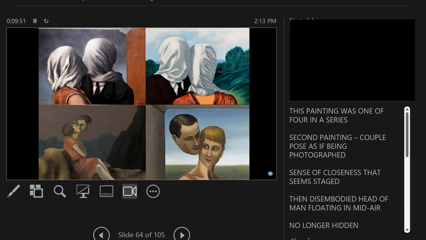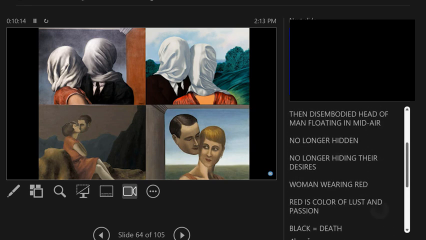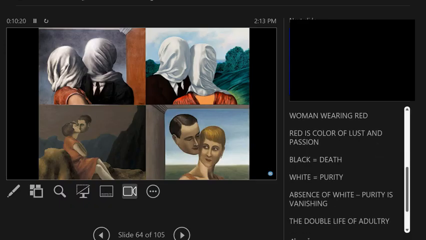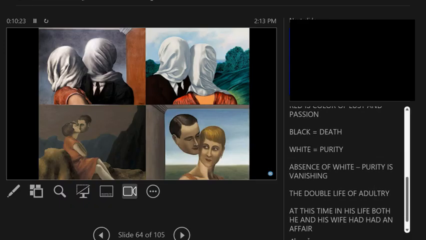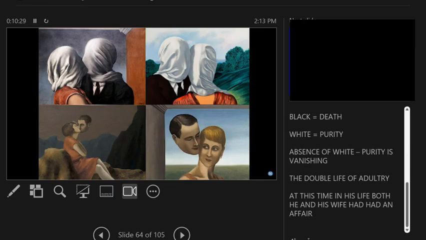Then in the lower left, the man has lost his body totally. Or it's like, is it Harry Potter who has the cloak of invisibility and he's just popped his head out? All right, so he's wearing black. That's the color of death. She's wearing red, which is the color of lust and passion. And then the white that obscures them is the symbol for purity. And then the absence of white is that the purity is vanishing. And this is the double life of adultery. And at this time in Magritte's life, he and his wife had both had affairs.